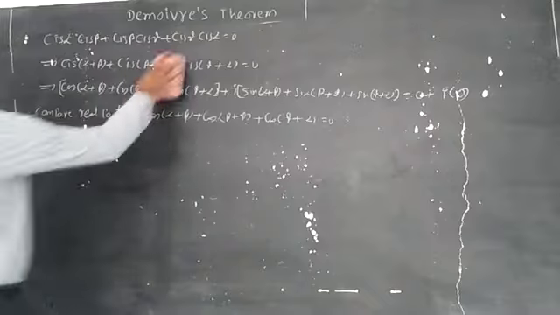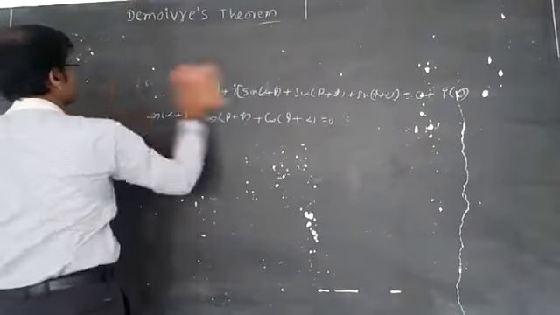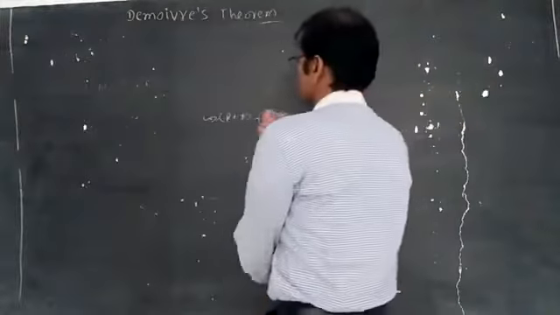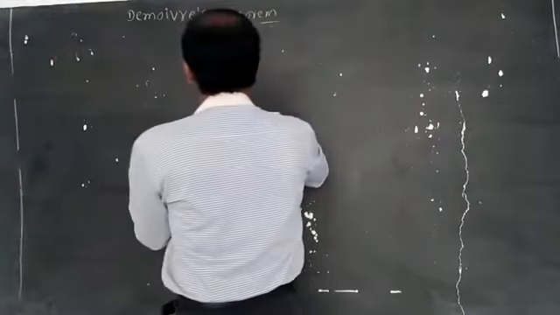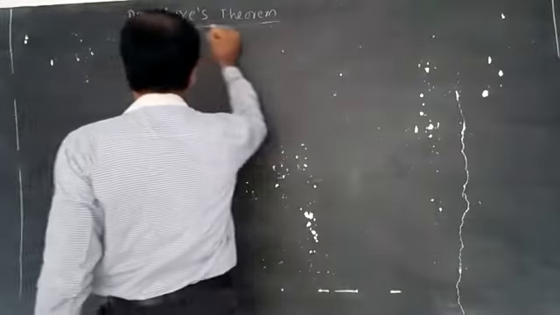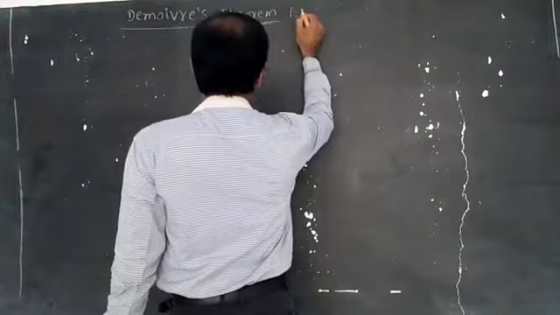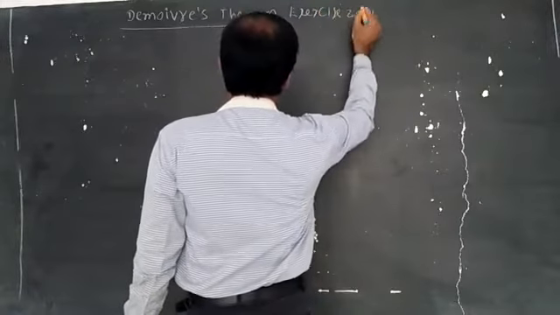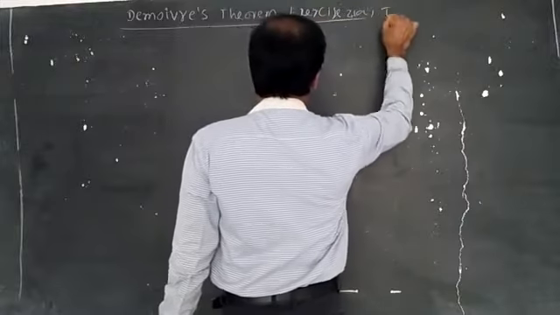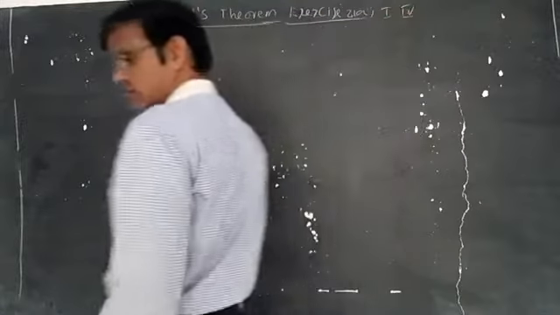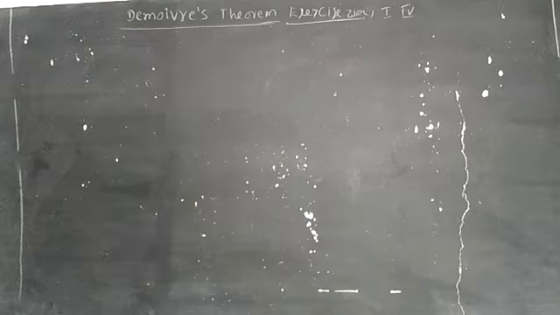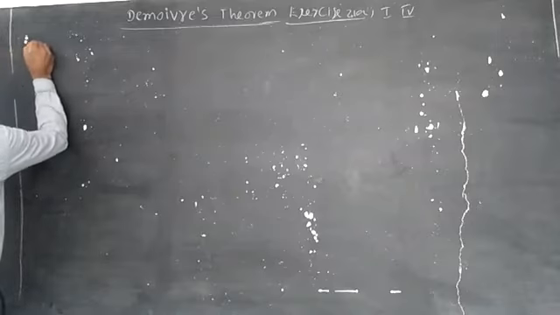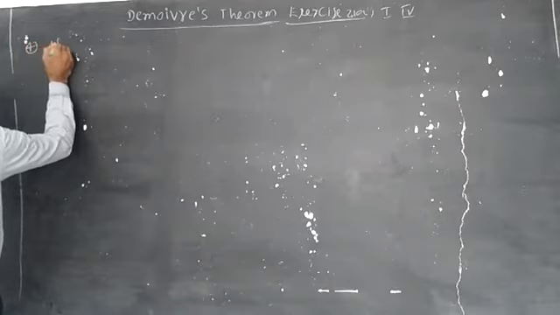Now the fourth question. Exercise 2A, fourth question, in the chapter De Moivre's Theorem. Roman number 1, the fourth question is there. Two parts are there.